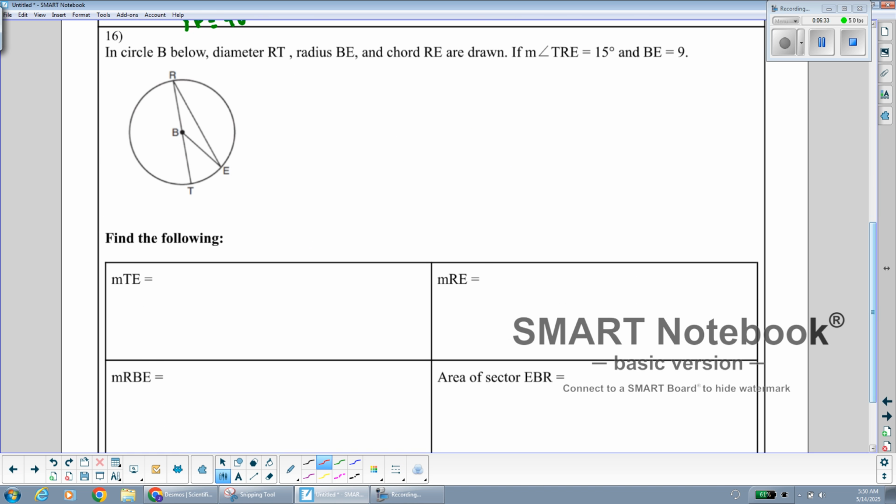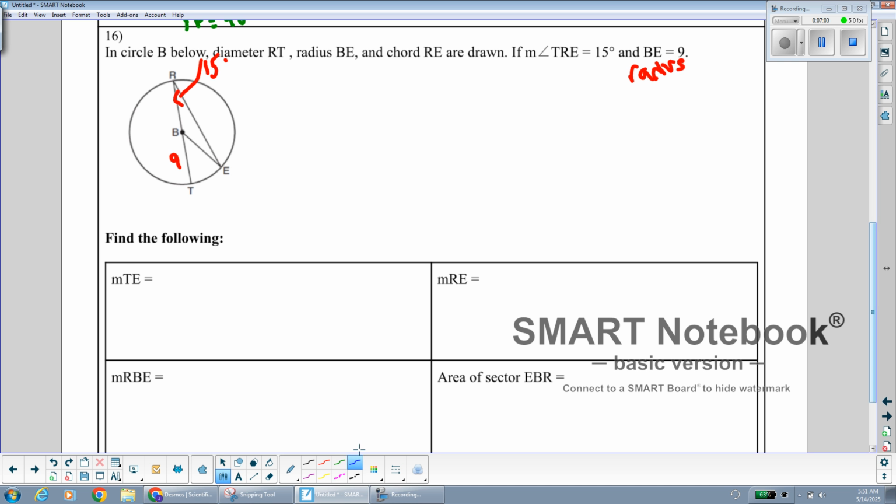In this question over here, we know that angle TRE is 15 degrees. I'm just going to draw an arrow, because otherwise it's going to be too confusing. And BE is 9, so the radius is 9. That's too confusing in my diagram. That's the radius. So I'll just put it somewhere else. I'll put it on a different radius.